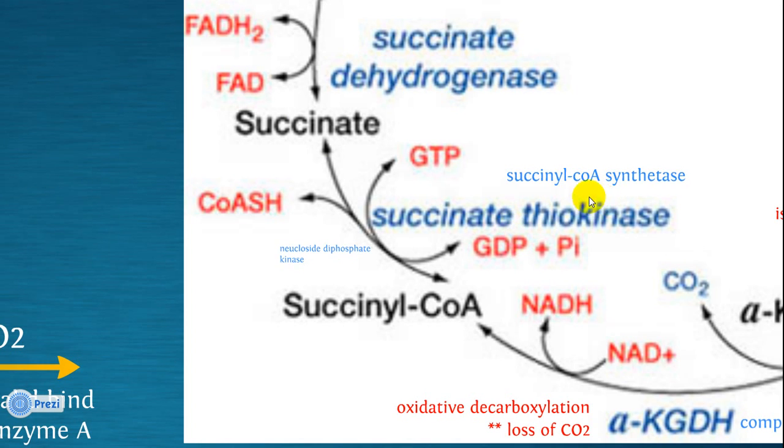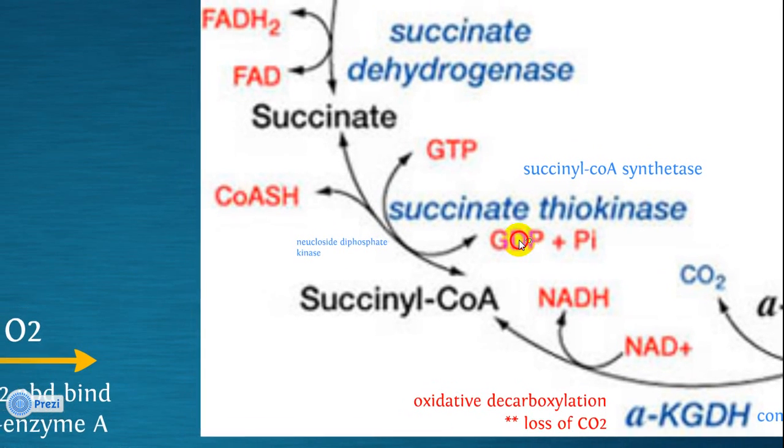Now the succinyl-CoA will be changed into succinate by an enzyme called succinate thiokinase. Also, this enzyme is called succinyl-CoA synthetase. Those are one enzyme, but it has two names. Now, the reaction here is a little bit complicated. The succinyl-CoA will be changed to succinate by a synthetase. Remember that synthetase is a type of enzyme that will make a new bond between two things.